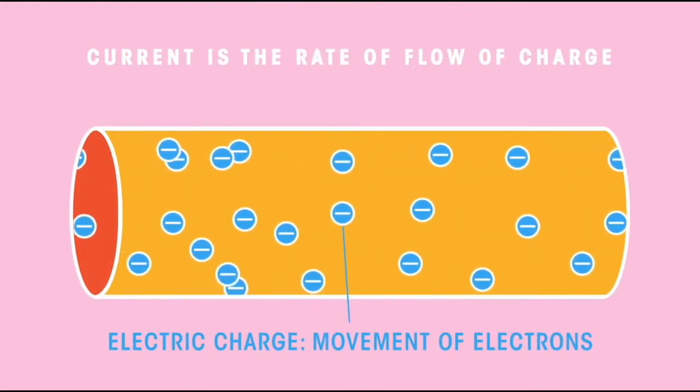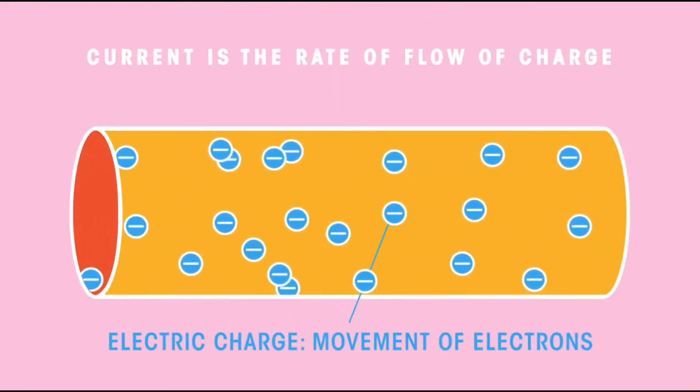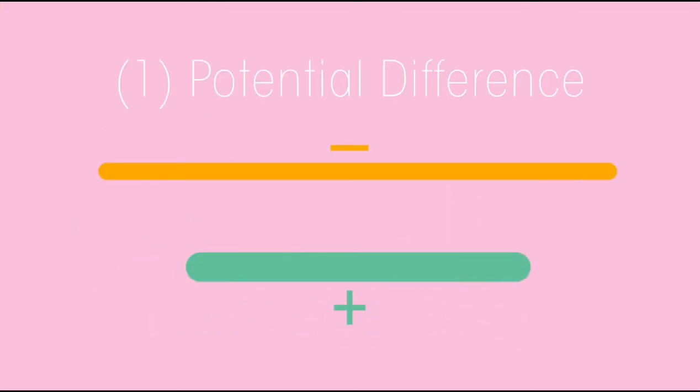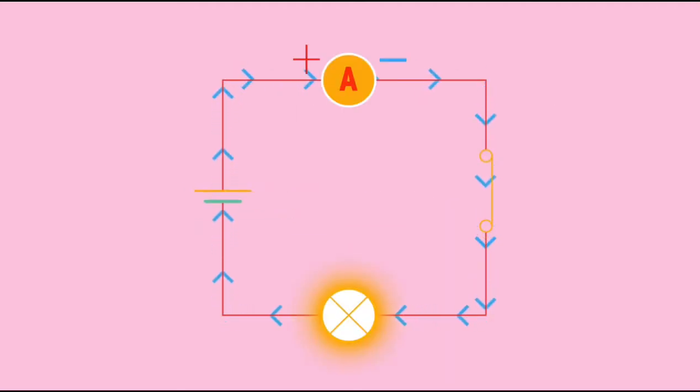So why does charge flow, and therefore current? For electrons to flow, we need two things. 1. A source of potential difference, which is also known as voltage. This provides the pressure that makes the current flow. And 2. A complete circuit. The circuit must have no breaks in it to be complete.